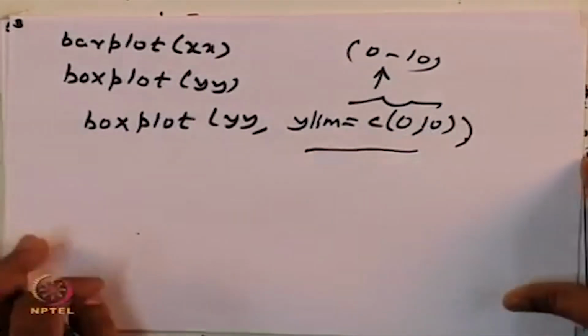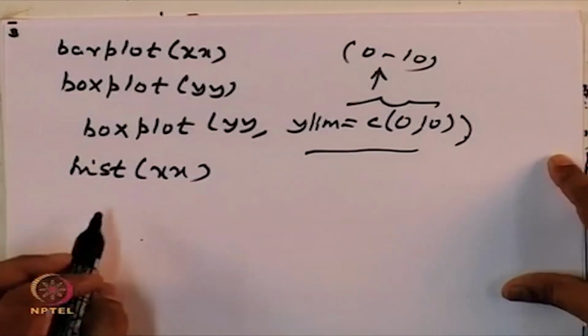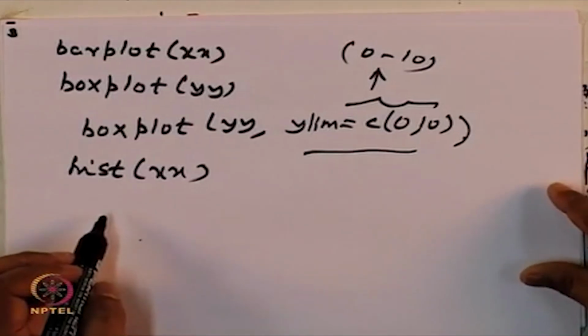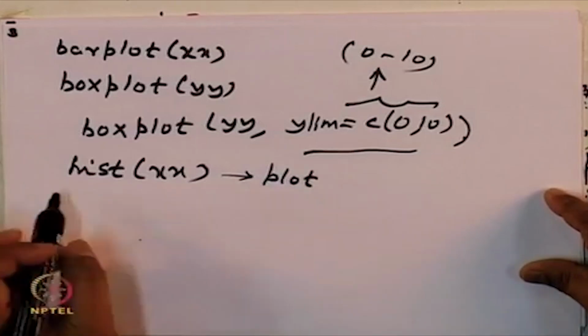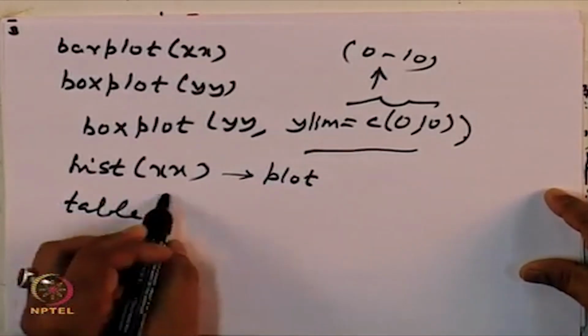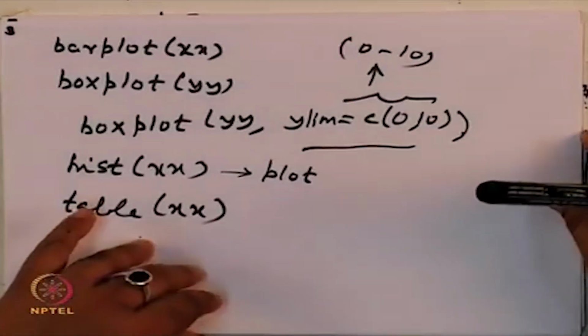This is how I would have entered my y axis range to be between 0 and 10, and so forth. Okay. Histogram of xx or yy will give you the histogram or the frequency distribution, but it will also generate the plot. So just to get the frequency distribution you can write table of xx. Okay. So these are the basics.